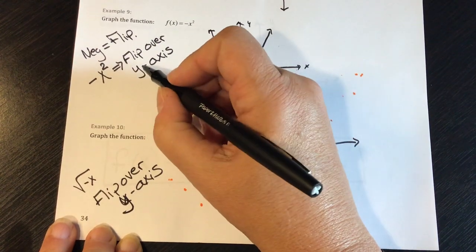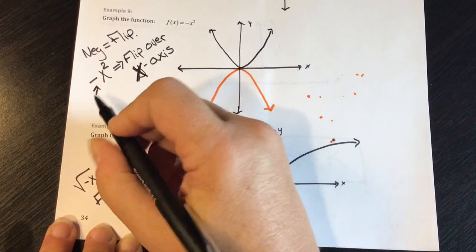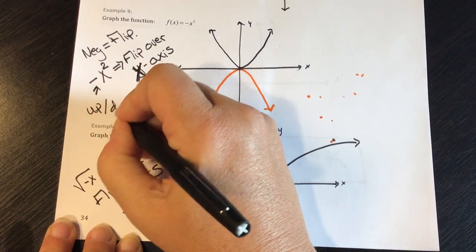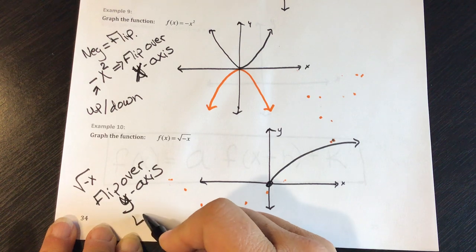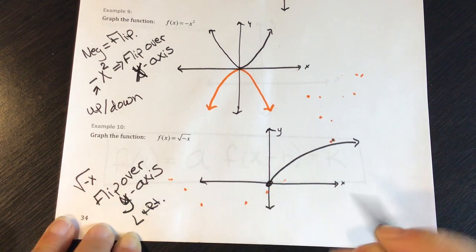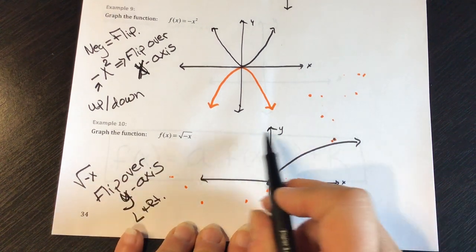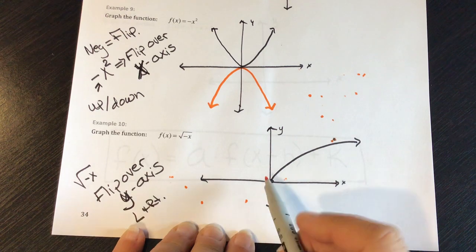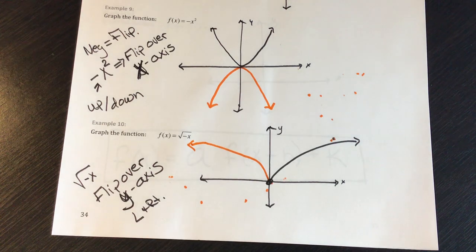This one up here, we flipped it over the x-axis. So this tells us to flip up or down. And this tells us to flip left and right. So this time, I'm going to bring all these points and flip it over the y-axis. So here, if I start at my origin, I'm just going to draw my function that goes in the opposite direction.